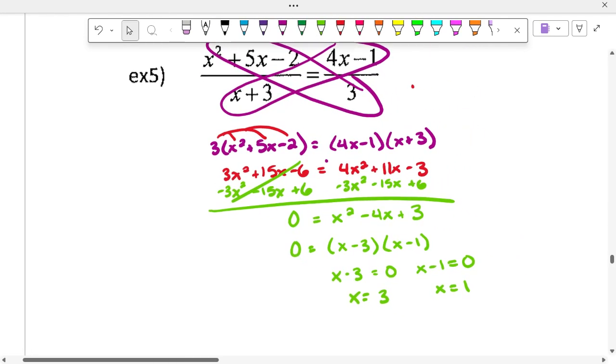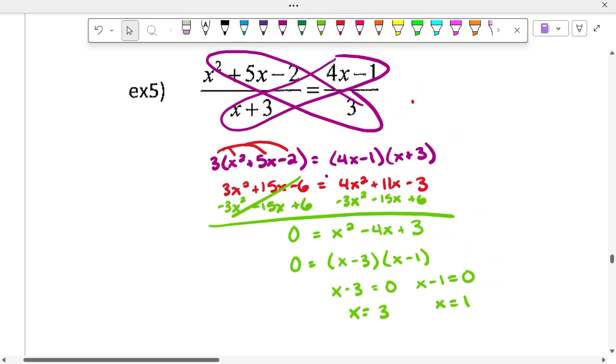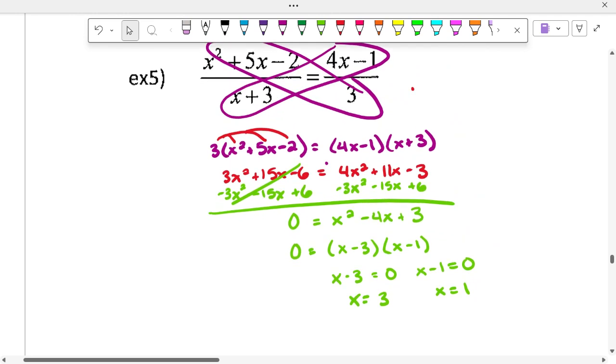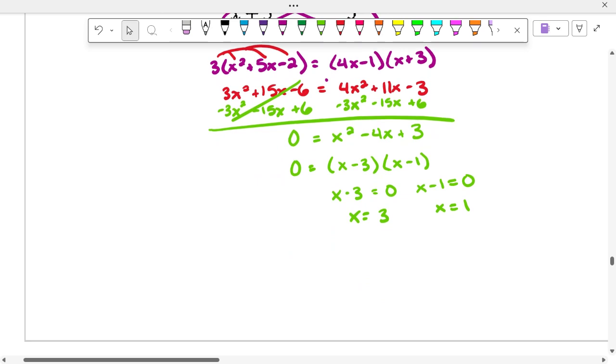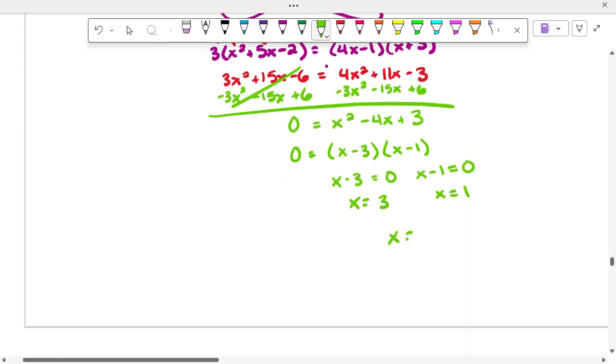So we really only need to check the leftmost fraction. So 3 plus 3, will that give me 0? No. 1 plus 3, will that give me 0? Nope. So both are my answers. So x is equal to the set of 1 and 3.